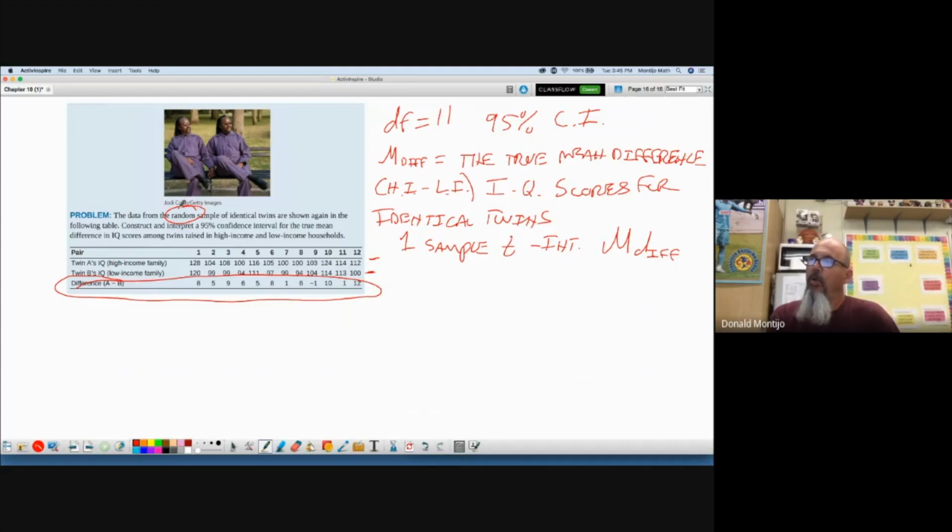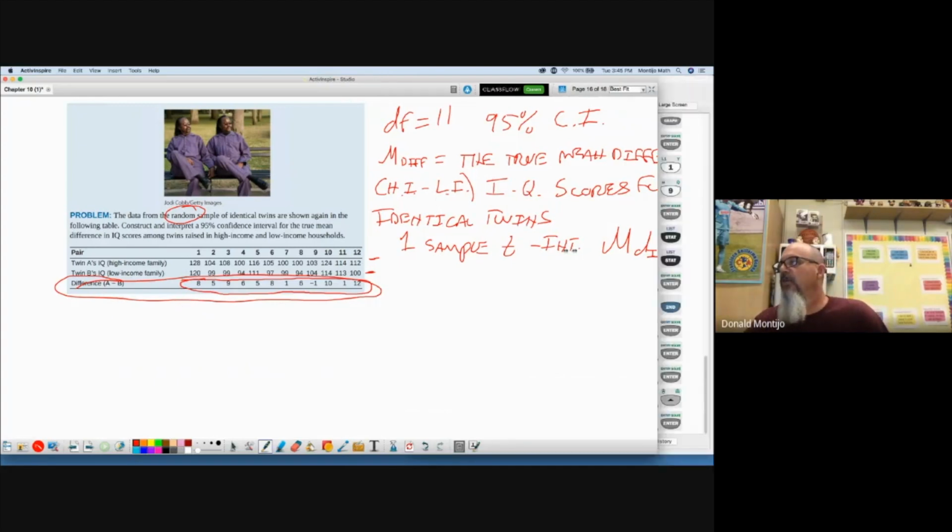Independence: are there more than 120 sets of identical twins? Yeah, we're good there. Okay. Normality: they didn't tell me, and n's not large enough to use the central limit theorem, so I need to make a graph of the difference. If it's roughly symmetrical, I'm fine. If there's no outliers, then I should be okay. So we can put this data into a list.